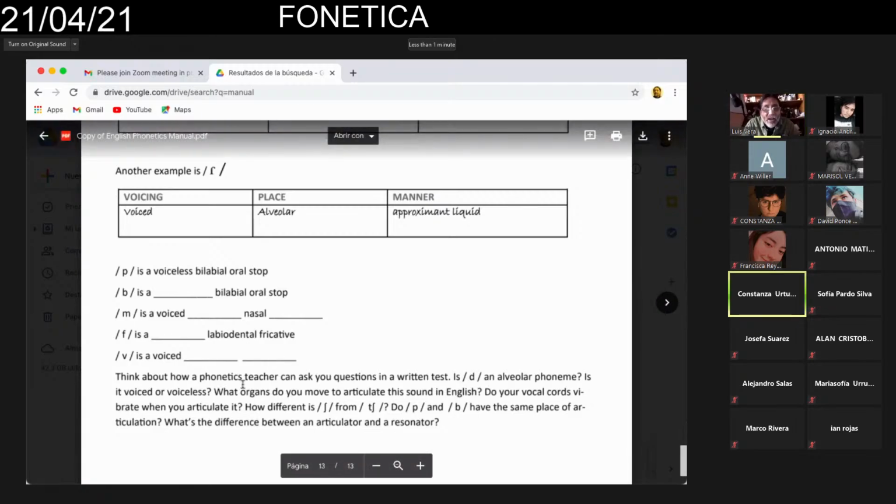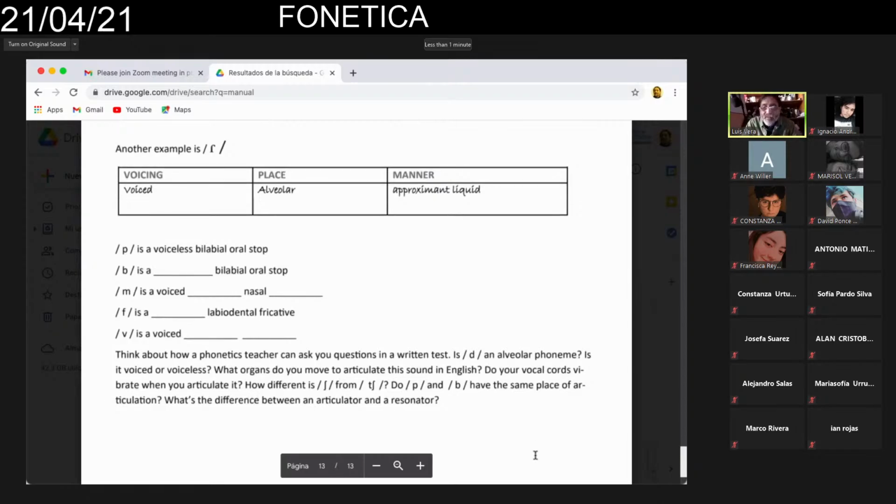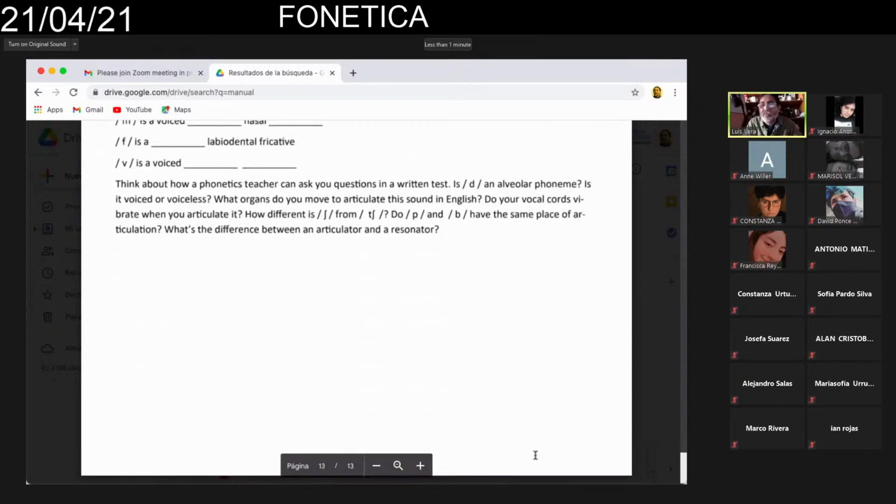Think about how a phonetics teacher can ask you questions in a written test. Is this an alveolar phoneme? Is it voiced or voiceless? What organs do you move to articulate this sound in English? Do your vocal cords vibrate when you articulate it? How different is sh from ch? Do p and b have the same place of articulation? What's the difference between an articulator and a resonator? Think about that. And excellent, we finished the album.